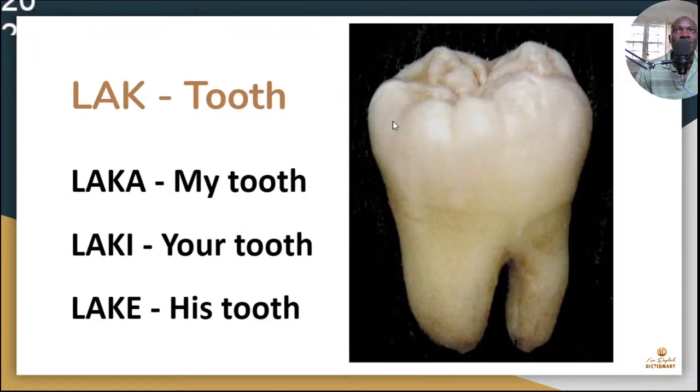Then we can talk about lack. Lack is tooth, one piece of teeth. When you say one tooth, you're spoiling the English. Laka, my tooth. Laki, your tooth. Lake, his tooth.